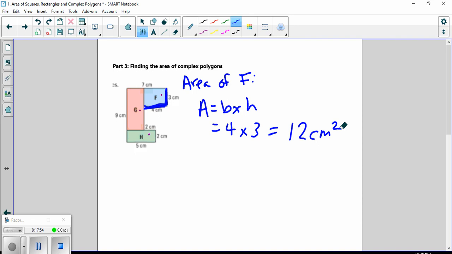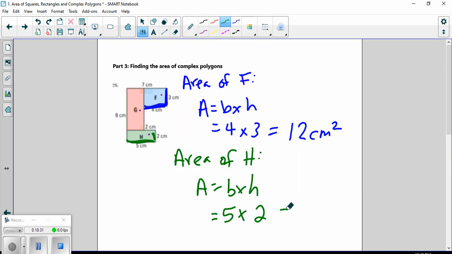Okay, now the area of that red piece looks like it's going to be hard, so let's do the area of the green piece. So area of H. Remember, these are all squares and rectangles. So area equals the base, which is 5, times the height. So 5 times 2 is 10, and this will be centimeters squared.